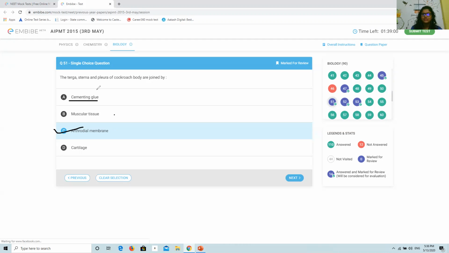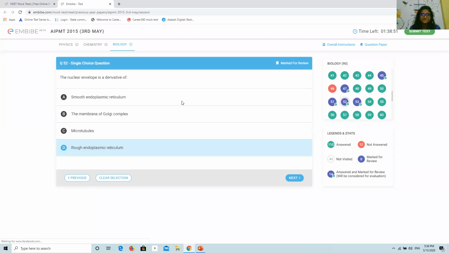Muscular tissue, kind of maybe. Cartilage, no. Why not cartilage, Anushka? Not cartilage because your pleura, sterna, terga are not cartilage. Cartilage does not join two things. Cartilage is like a separate organ. That work of joining is done only by either ligaments or tendons, or a membrane for that matter. So only arthrodial membrane, and it also includes arthropods. So kind of we can guess that as an answer. And my answer, which I have guessed, was correct.